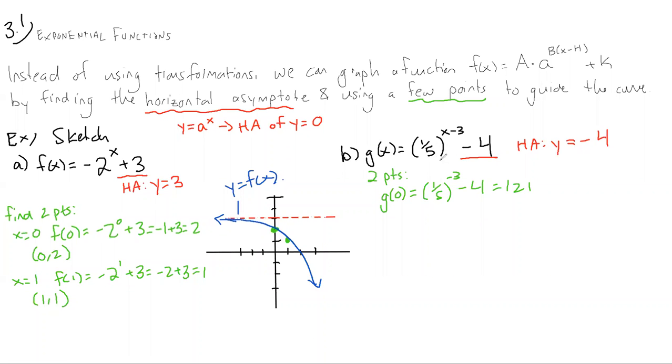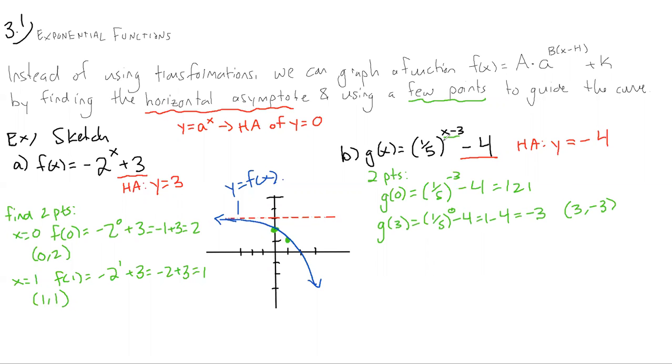What I'm going to do is plug in 3, mostly because if I plug in 3, I'm going to get a 0 up there, and exponents of 0 are nice. So g of 3 is (1/5)^0 minus 4, which is 1 minus 4, which will be -3. So that will give me my point at (3, -3).